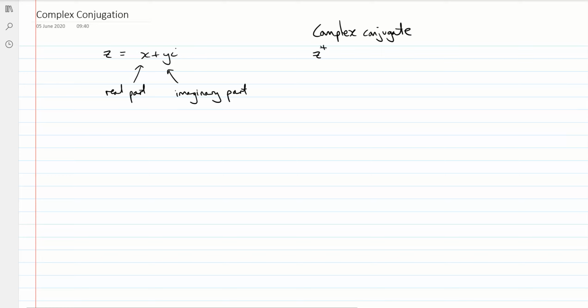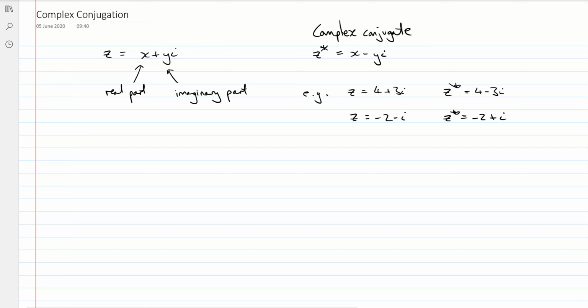If we see that star, that's our notation for the conjugate, and with the complex conjugate we reverse the sign of the imaginary part of the complex number. So for example, if z was 4 plus 3i, then z star would just be 4 minus 3i. Notice it's the imaginary part that's changed sign; the real part stays the same. If z is minus 2 minus i, z star will be minus 2 plus i. That's all the complex conjugate is.